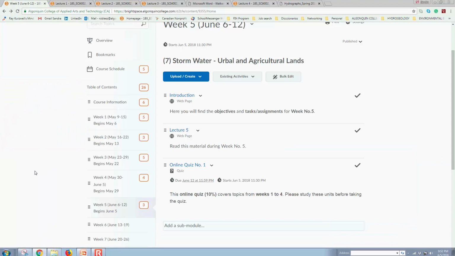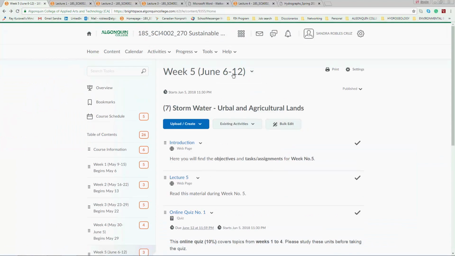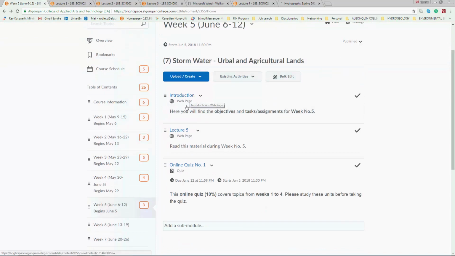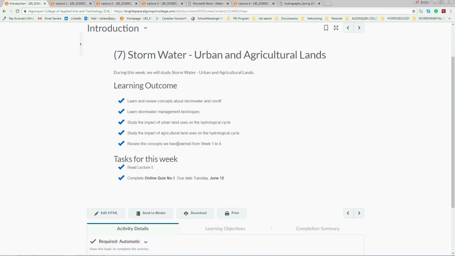If we go to Brightspace, we will find week number 5, and we will see the introduction, lecture, and the activities that we have for this week. For this week we have the first online quiz, and in the introduction we will see all the objectives for this week.